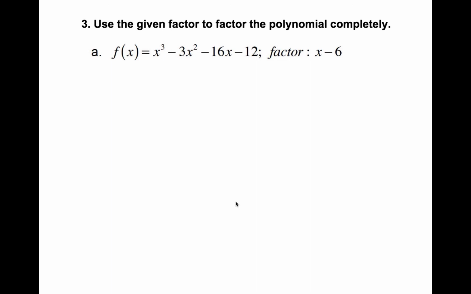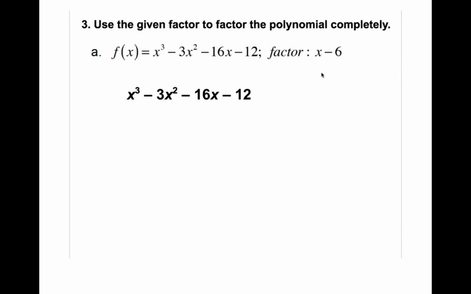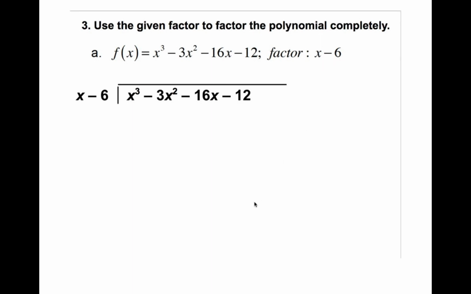All right, number 3, it says use the given factor to factor the polynomial completely. This means for sure I shouldn't have a remainder since this is a factor. So I'm going to take this polynomial, notice I'm not missing any terms, and I'm going to do long division to figure out what we get. Notice if I was to try to factor by grouping, the groups wouldn't match. So I can't factor the way I was learning on 4.1. So we have to do long division this time.